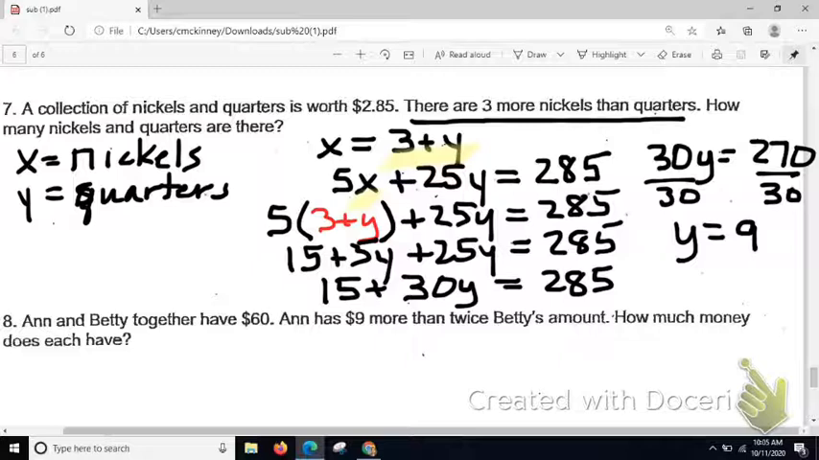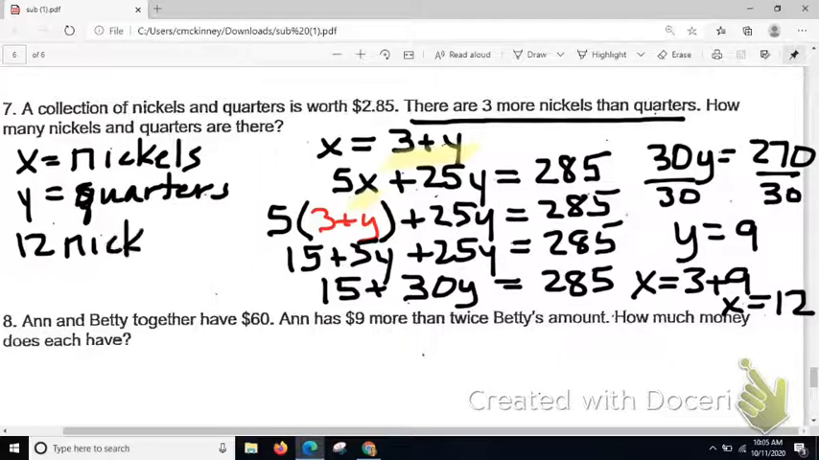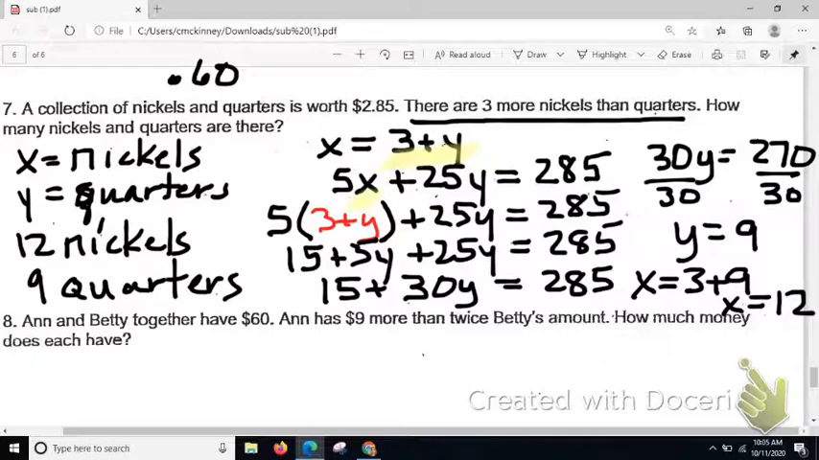And then if x equals 3 more than y, so x equals 3 plus 9 would be x is 12. So then we're saying there are 12 nickels and 9 quarters. And then the last thing I would do is check and be sure that this does add up to $2.85. So 12 nickels, if I just divide 12 by 2, that gives me 6. So it's 60 cents.